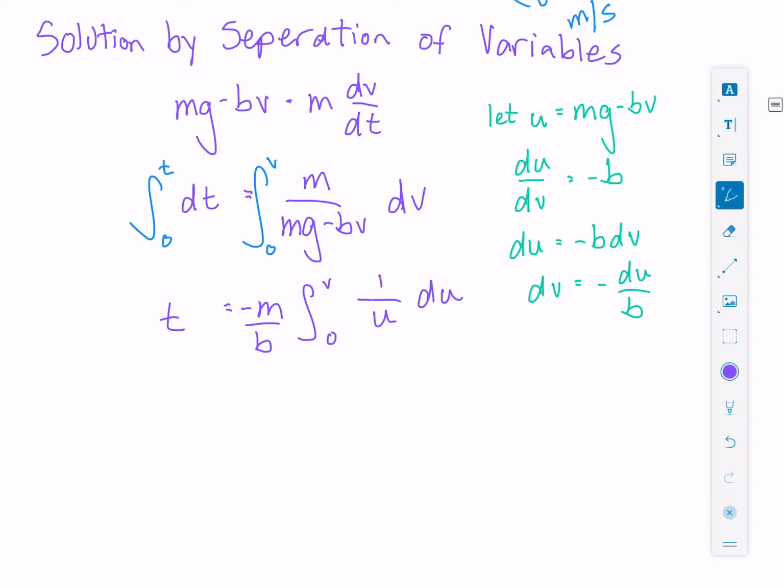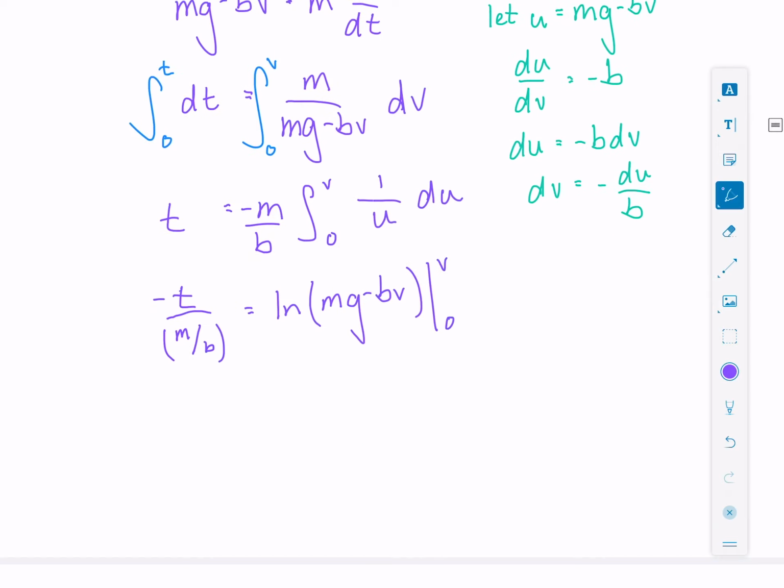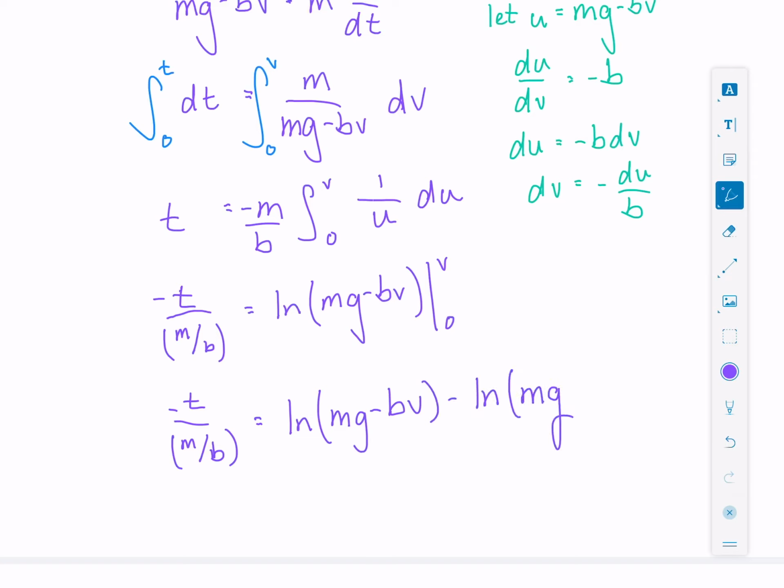All right, let's clean this up a little bit. I'm going to say negative t over (m over b), putting all the constants on one side, is going to equal the natural log of u, which I'm going to plug back in, and we know is mg minus bv. We are evaluating that from 0 to v. All right, let's do that evaluation. We have still negative t over (m over b) equal to the natural log of mg minus bv when we plug in v, minus the natural log of mg minus 0, so just mg.